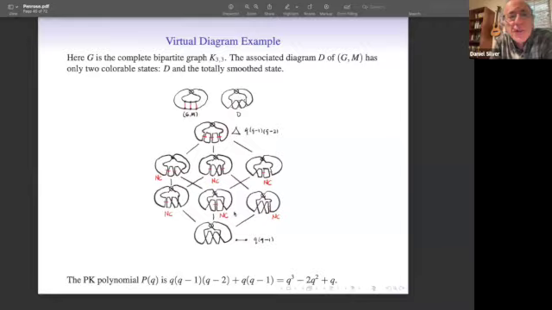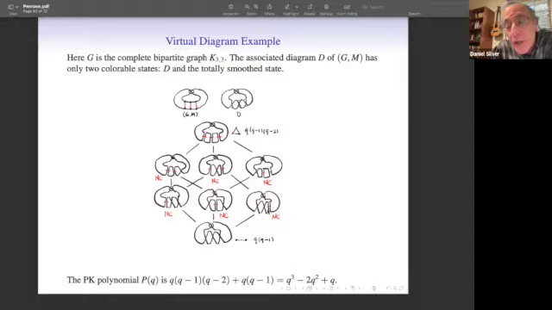Let's do a more serious example. Here's the complete bipartite graph K33. The associated diagram has only 2 colorable states. Again, I've drawn all the states. At the bottom, you see all the crossings. At the top, you see no classical crossings, and each level has a different number of crossings. It turns out that only the one at the top and the one at the bottom are colorable.